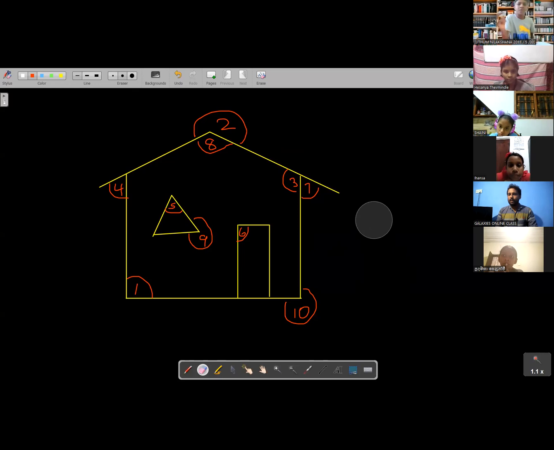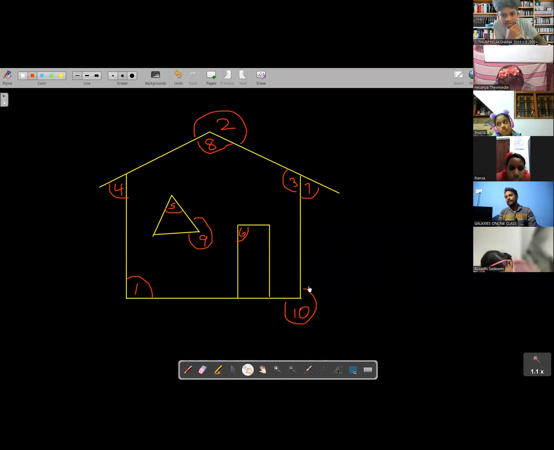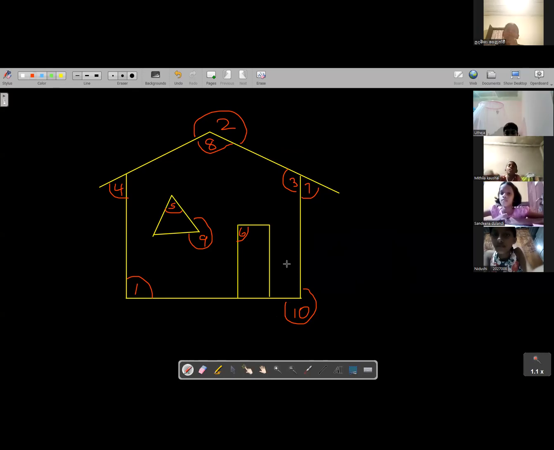Okay. What is the type of number 10? Reflex angle. It is a reflex angle, no? Right. I asked you number 1 and 10. Then can you tell me number 2? Reflex angle. It is also a reflex angle. Right. Can you tell me number 8? What is the type? Obtuse angle, no?